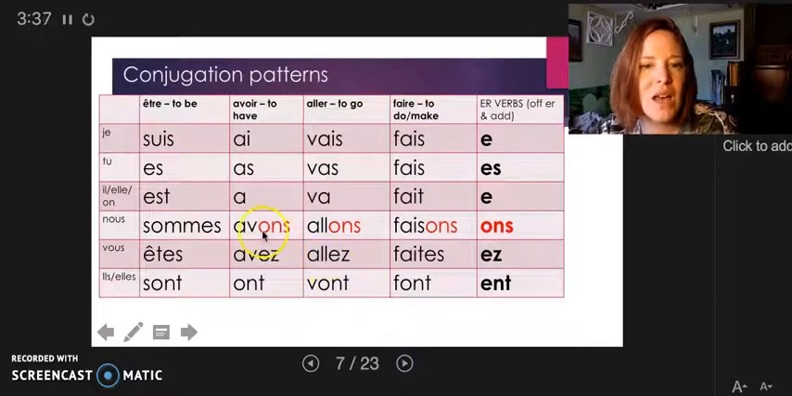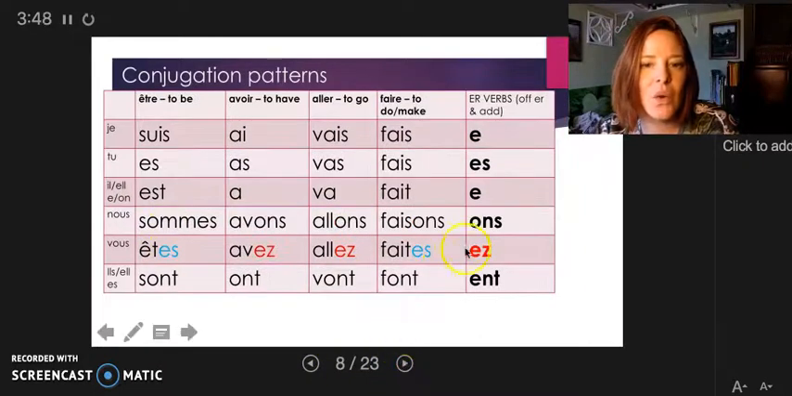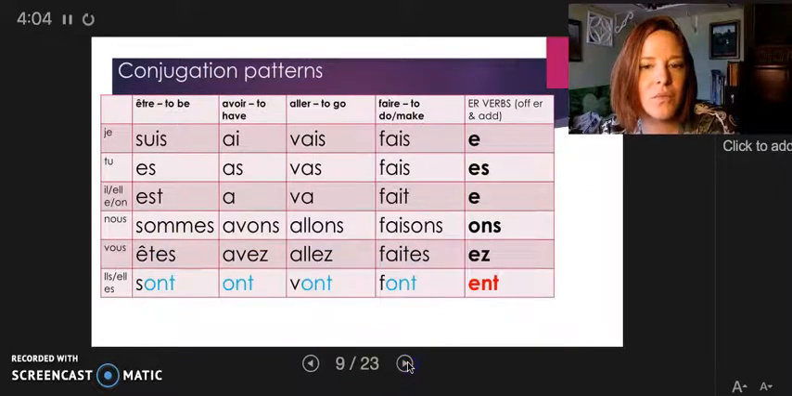Nous sommes, we see this ONS, ONS, ONS, very common. So if you just memorize the one that doesn't have ONS, you'll be pretty good. EZ, easiest one here, right? Most of your vous forms are going to have EZ, except for very few that have ES. And it's good to memorize those because there's very few. It will not take much memory. And then ENT is a common ending. ONT is for irregular verbs, but ENT for the ER verbs.